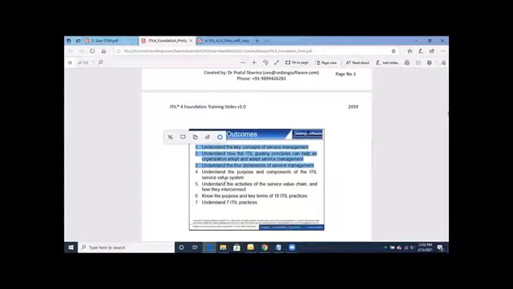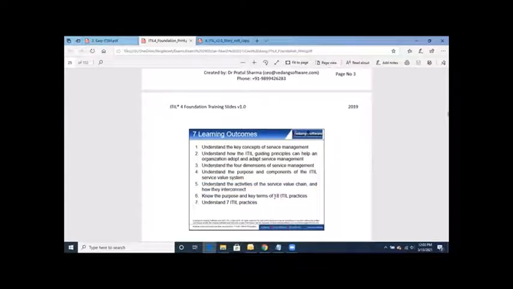Then there is something which is called service value system. It is a bit theory. Within service value system, there are 5 components or 5 things. One of those is the service value chain. So there are value chain activities called plan, engage, improve, design and transition, obtain or build, and deliver and support. These are 6 service value chain activities which convert an opportunity or demand into value for the customer. तो वो हमको समझना है. We will have to do this.